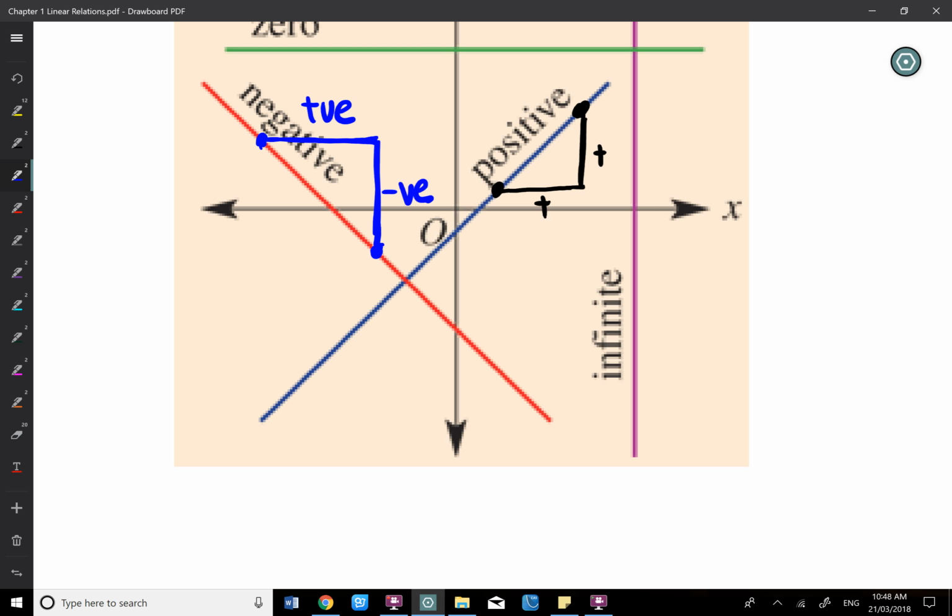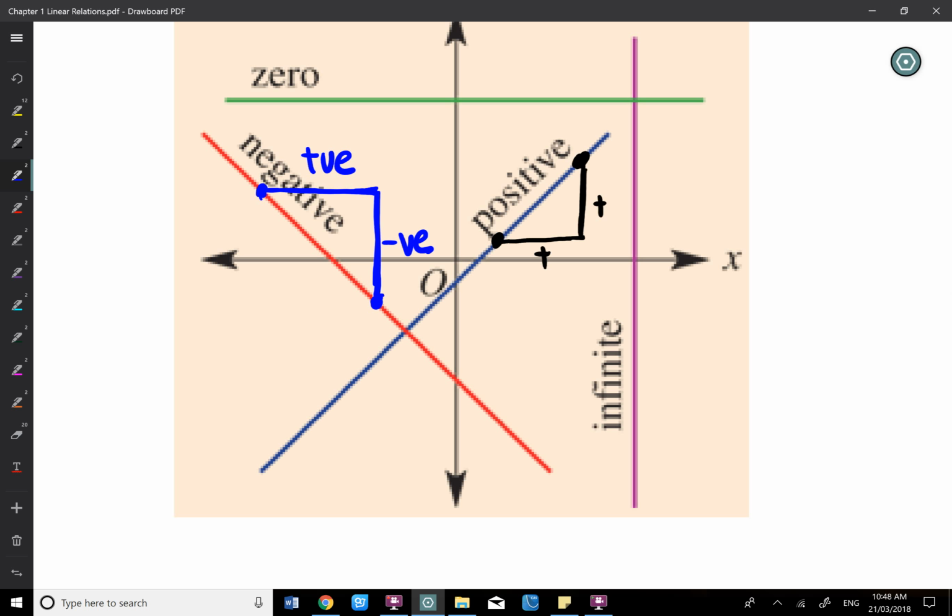So you will have a negative over a positive. That's why you will have a negative gradient for the red graph, because your run is always positive. You always have positive run, but the rise can decrease or increase, depending on different graphs. So for this type, you will call that a decreasing graph: the y value decreases when x increases. The blue one is called an increasing graph because when x increases, y increases as well.